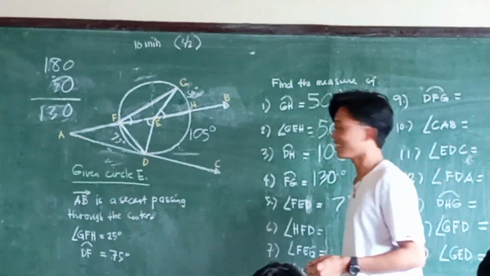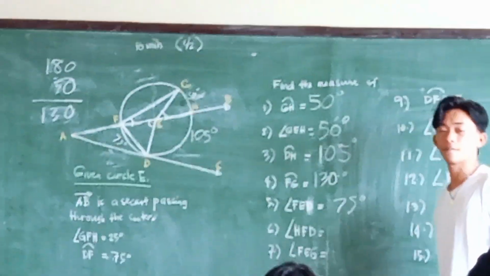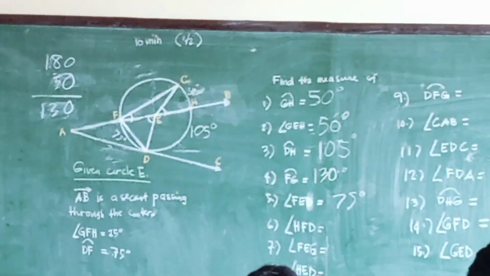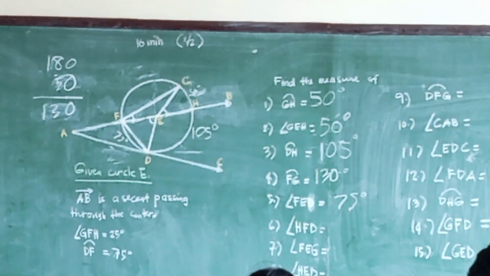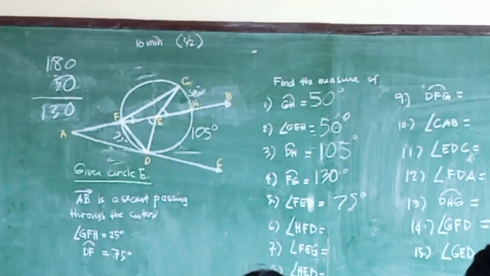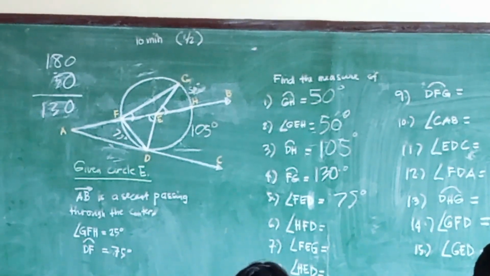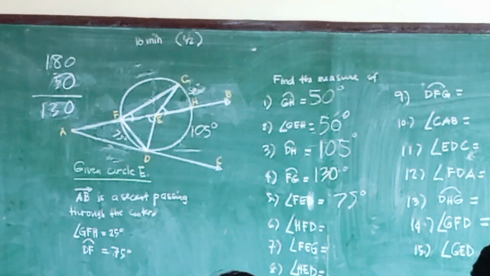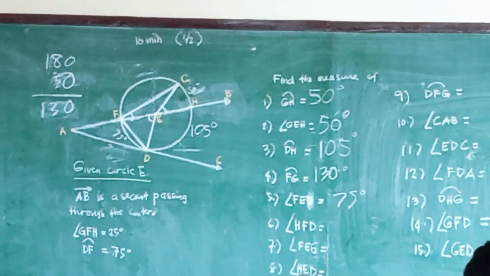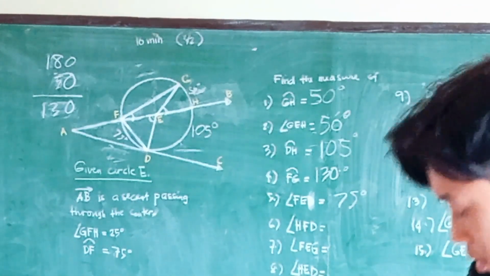The answer for number 5 is 75 degrees because it is a central angle. The measure of a central angle is always equal to the measure of its intercepted arc, the arc bounded by the two sides of the central angle.